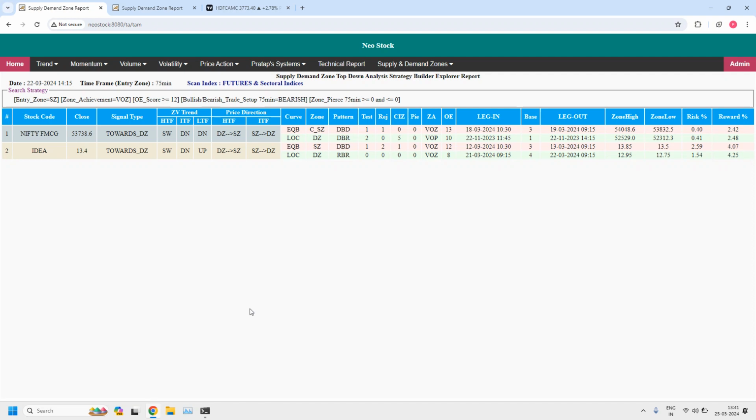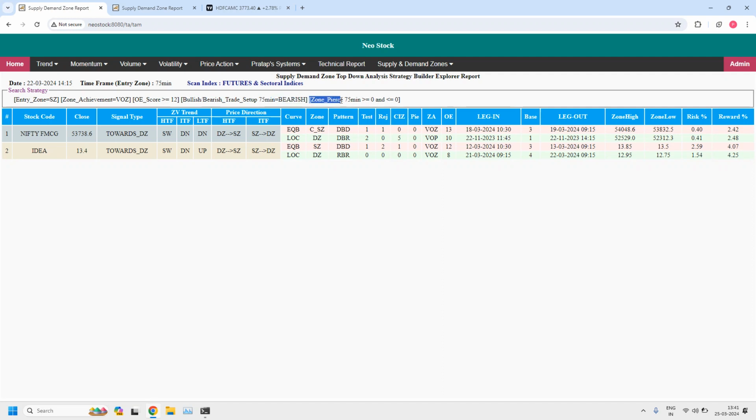Only these two stocks are filtered now, which are supporting bearish trade setup. Let us check everything is given properly or not in this search. Entry time frame is 75 minutes. Entry zone is supply zone. And your zone achievement is a violated opposing zone. Your odd enhancer score 12. Your bullish or bearish trade setup at 75 minutes time frame, we selected bearish.